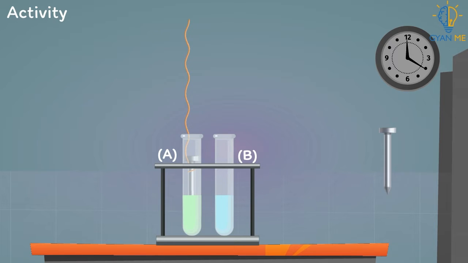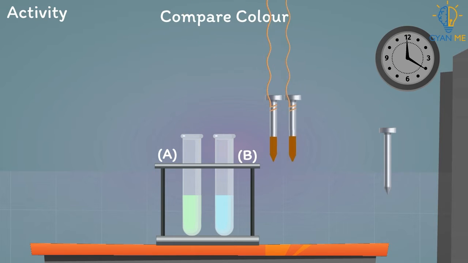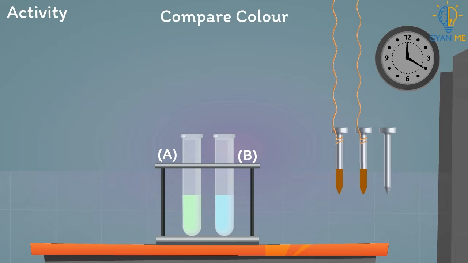Then take them out. Now compare the color of copper sulfate solution in both the test tubes. Also compare the color of dipped iron nails with the dry nail which was kept outside. You will observe that the dipped iron nail has turned brown and the color of the solution has faded.